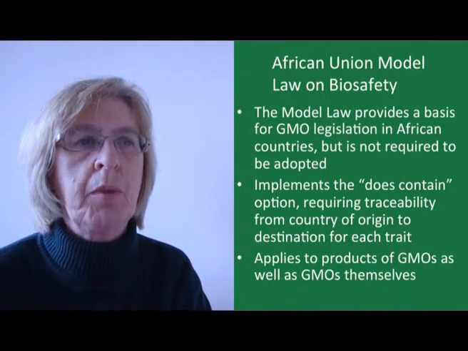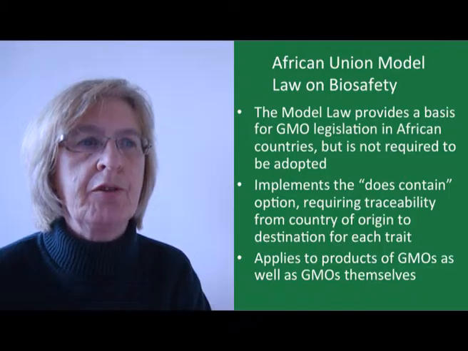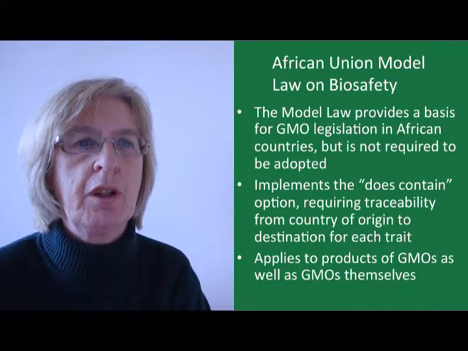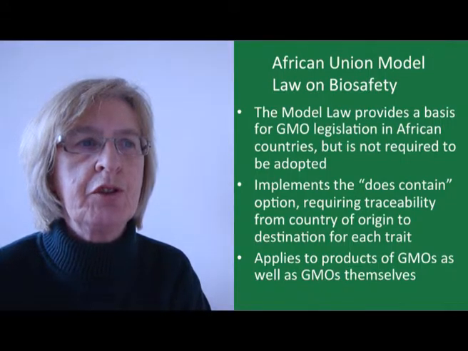The African Union Model Law on Biosafety was provided as a model for African countries to use as a basis for their own GMO legislation. However, individual countries can choose what to include in their own legislation, and the model law has been criticised for being too strict. The model law implements the does contain option, requiring traceability for each trait from its country of origin to its final destination.